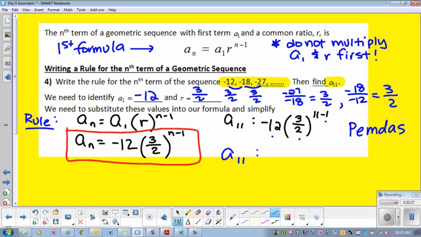Does that make sense? But if you put this into the calculator, your calculator does order of operations and everything for you. So let's put that into the calculator. Let's try it out. We're going to put negative 12 times 3 halves to the 10th power.